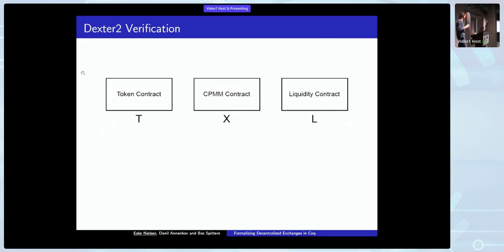So as I mentioned, the main interesting thing is the interaction between these smart contracts, because that's where a lot of things can go wrong, and it's the hardest thing to reason about. One property that is very important for Dexter 2 is that we have these 3 different contracts, and each of them holds a different type of asset. The token contract holds tokens, which we denote by T. The main contract holds the native coin, the other type of asset you want to trade, which we denote by X. And the liquidity contract holds some liquidity token, which represents ownership of the liquidity pool, denoted by L.